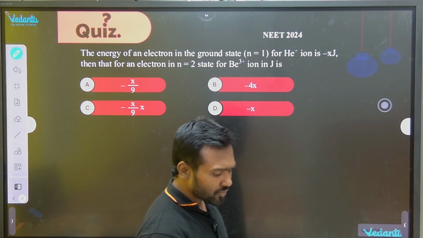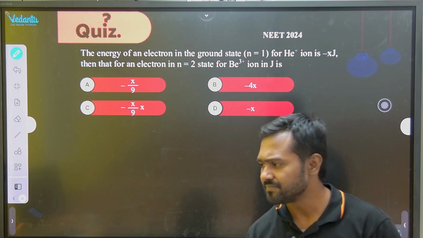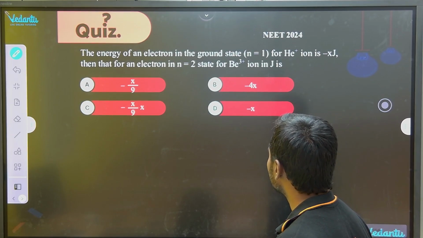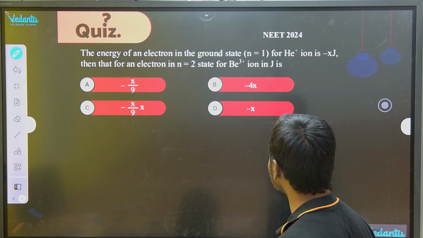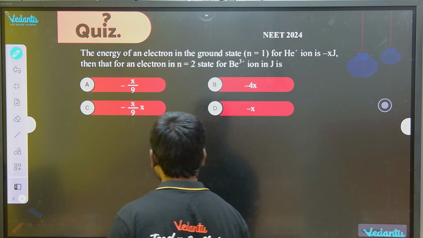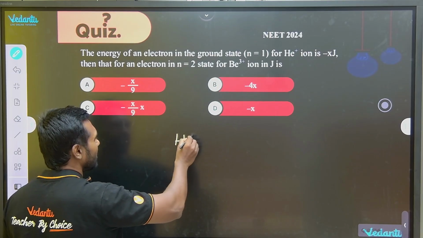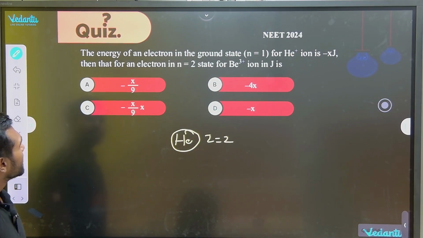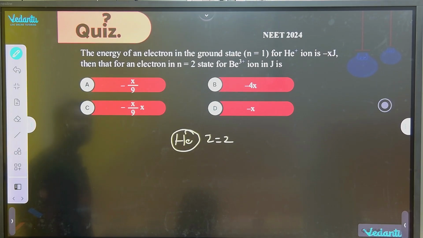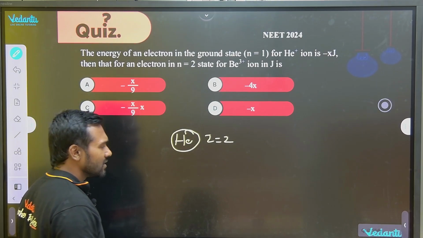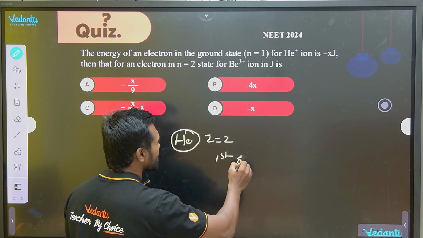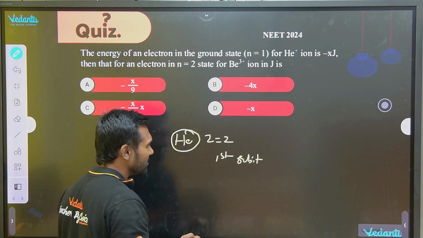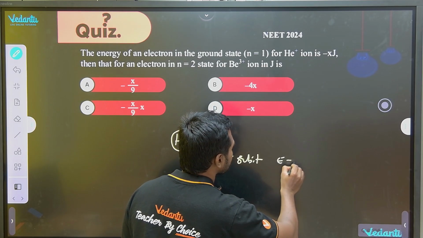Next question, this is NEET 2024 question. The energy of electron in the ground state for the helium plus ion is minus x joules. Now this time they gave helium, so here Z is equal to 2. Ground state energy means the electron present in the first orbit of helium, its energy is minus x joules.